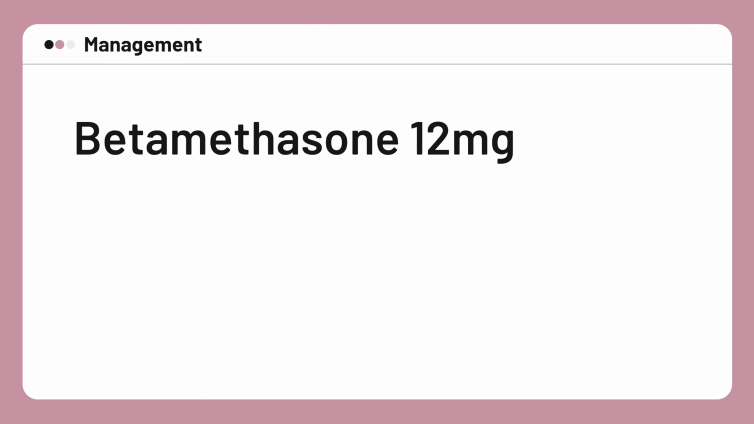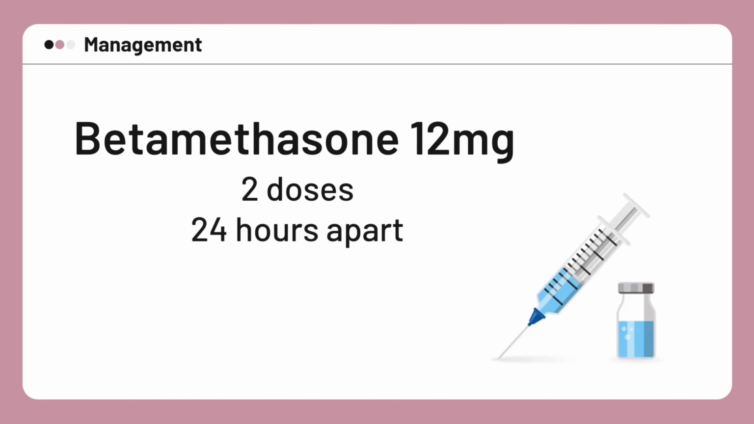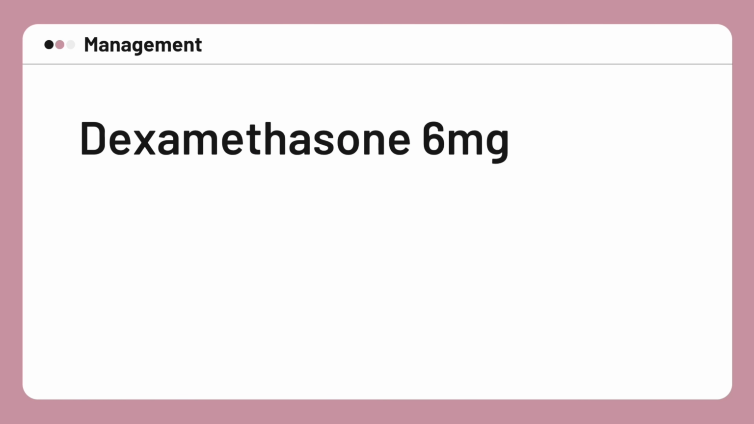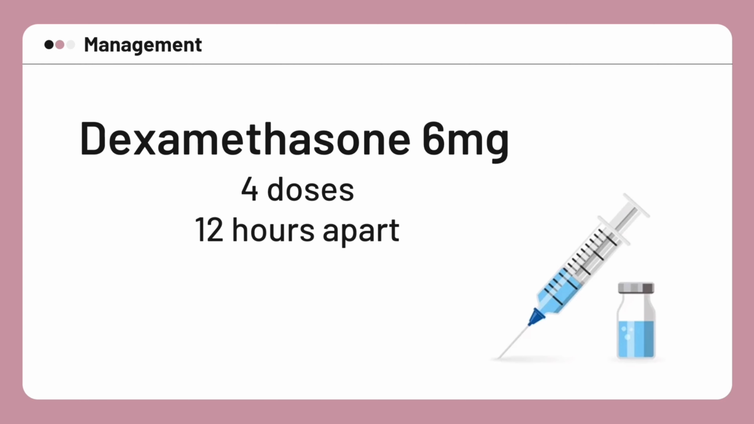The current standard of care includes the use of either betamethasone 12 mg intramuscularly given for 2 doses 24 hours apart, or dexamethasone 6 mg intramuscularly given for 4 doses 12 hours apart.